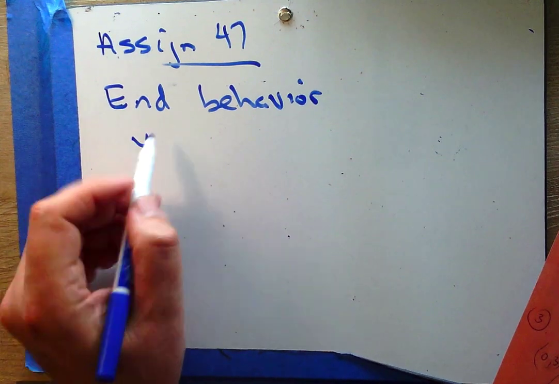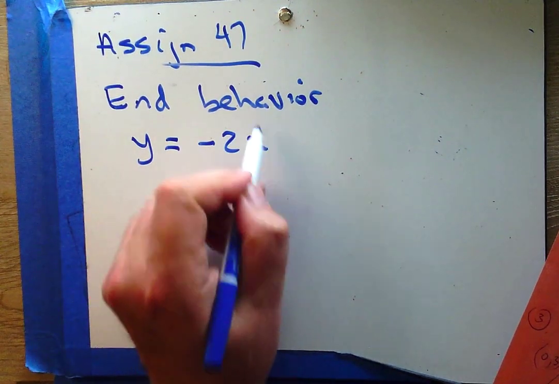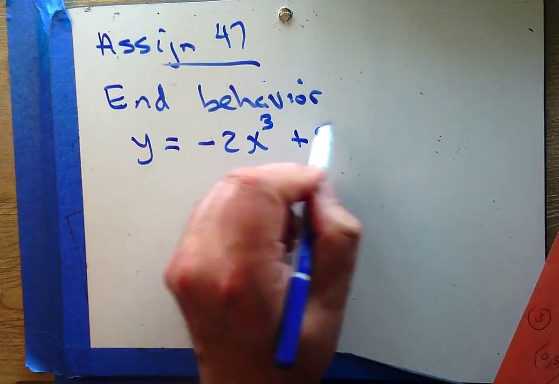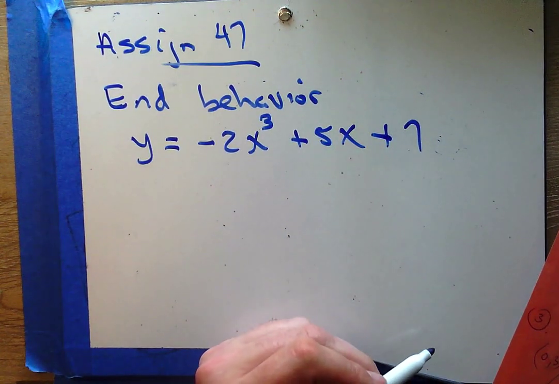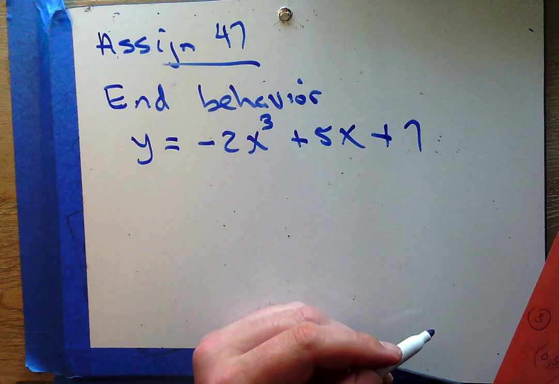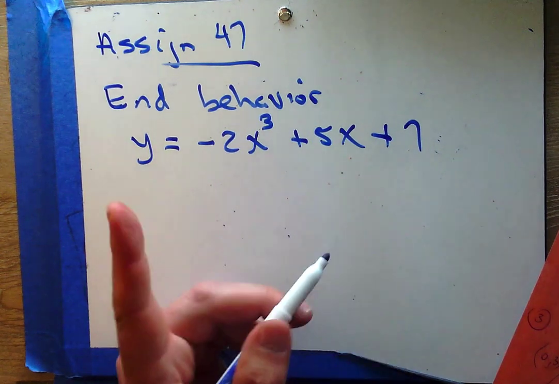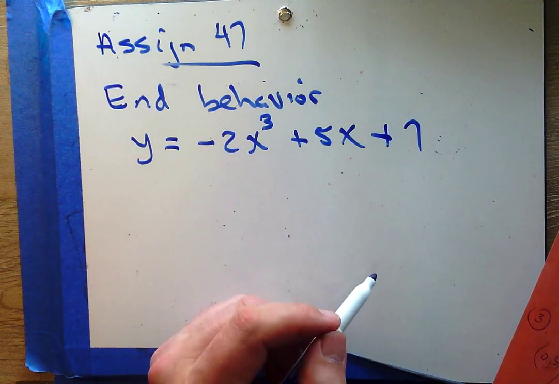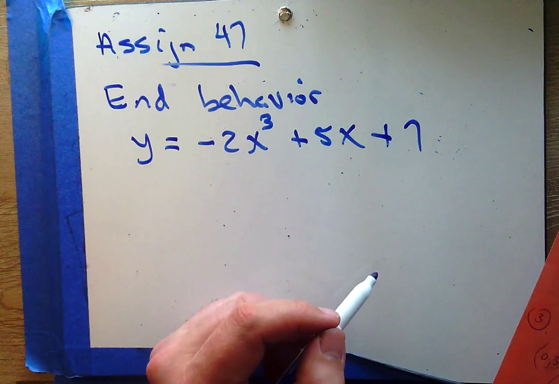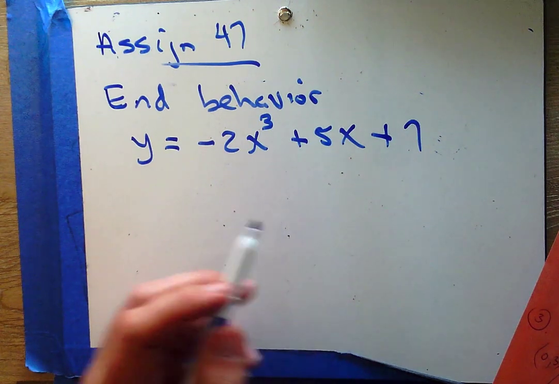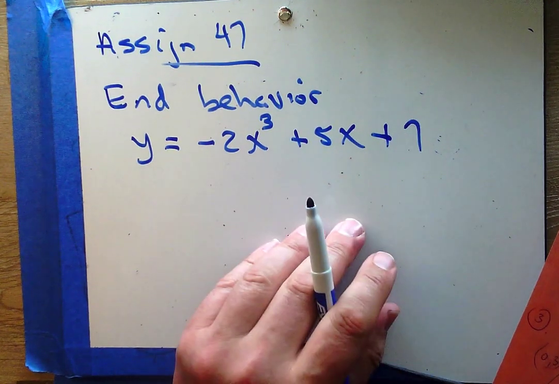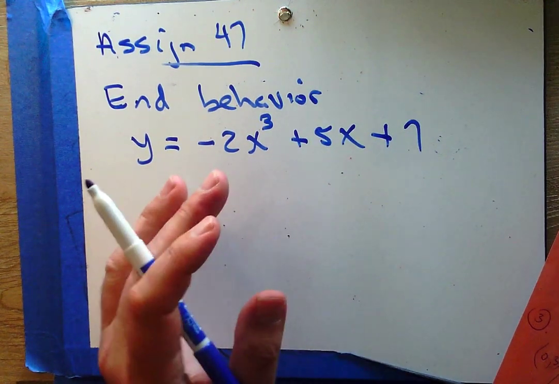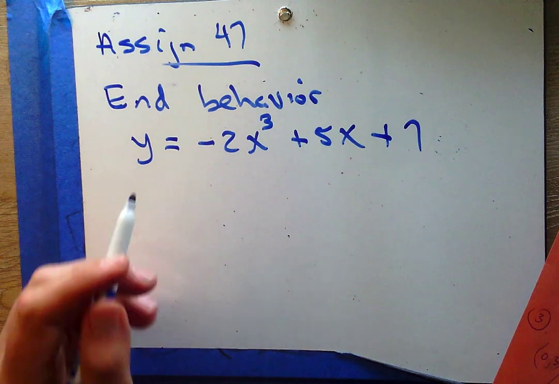What's the end behavior for y equals negative 2x to the third plus 5x plus 7? Okay, think about that. Pause the video if you need to. Remember to write your answer using our end behavior notation. That's really important, which is not what it says in the back of the book. I don't want to hear anything about rising and falling. I want to see some good notation when we take this assessment.